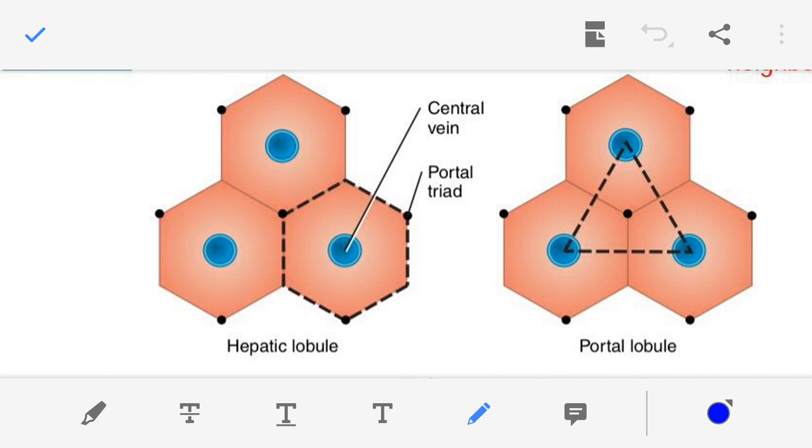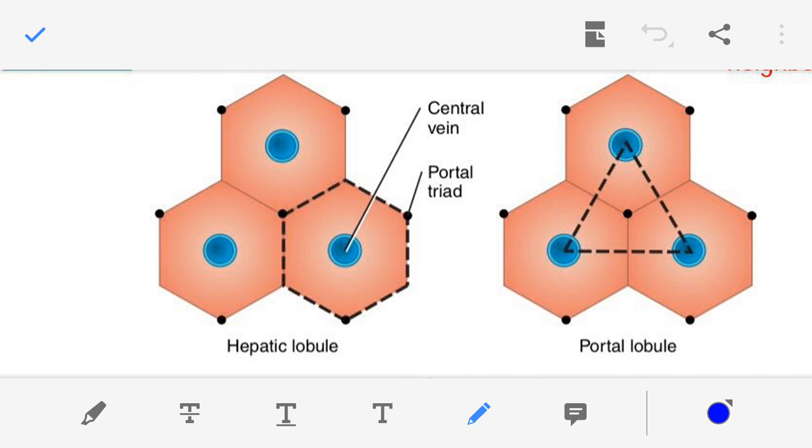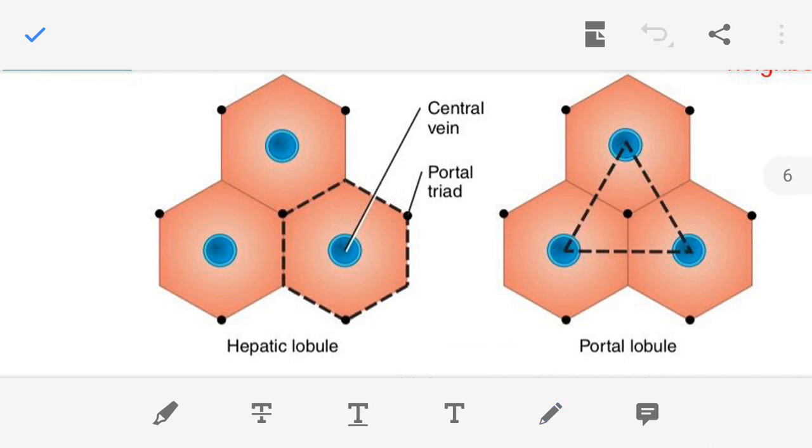According to the second model, there are three imaginary lines, 1, 2, 3, and these three imaginary lines connect the central veins. So this triangle is formed, and this triangle is known as the portal lobule. In the center, a portal triad is present, and in the portal triad there is a bile duct. So from all the places, from canaliculi and ductules, the bile is poured into the central bile duct. This is the second model, the portal lobule model.